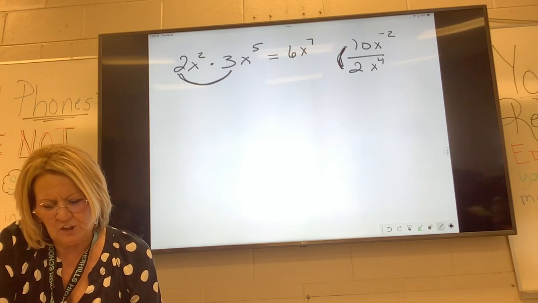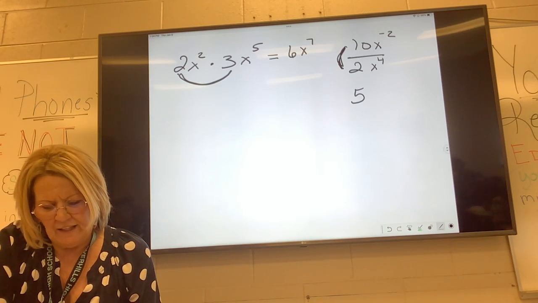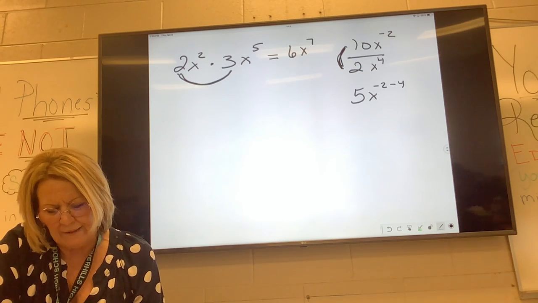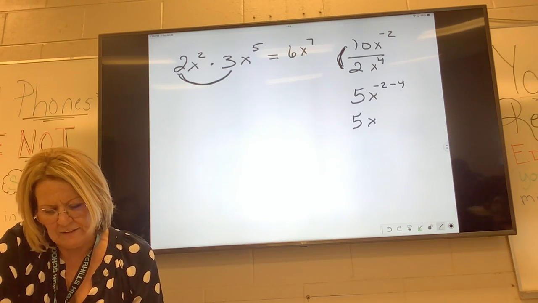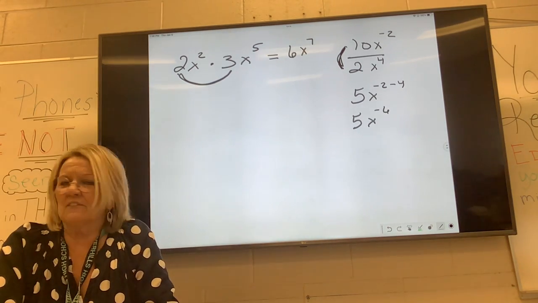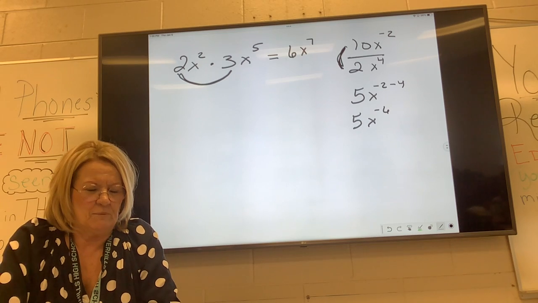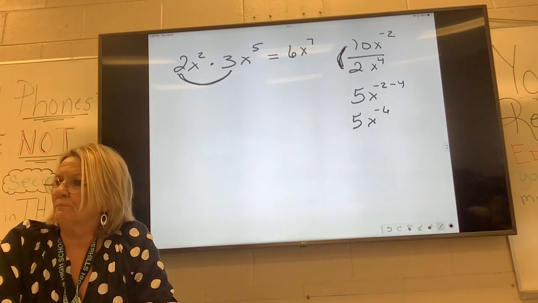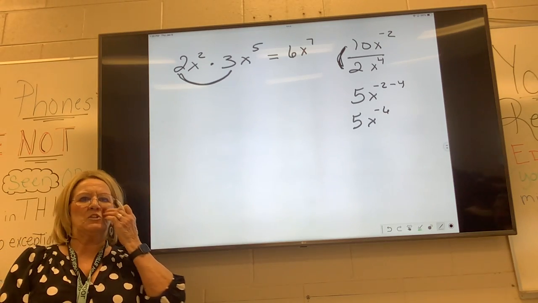If I had 10x to the negative 2 over 2x to the fourth, I would have to divide the coefficients, which is 5. Then I would have x to the negative 2 minus 4, because you subtract, giving you 5x to the negative 6. For right now, negatives are not allowed. We will fix them tomorrow. For today, we're not going to worry about it. One thing at a time. Are there any questions with those two examples?